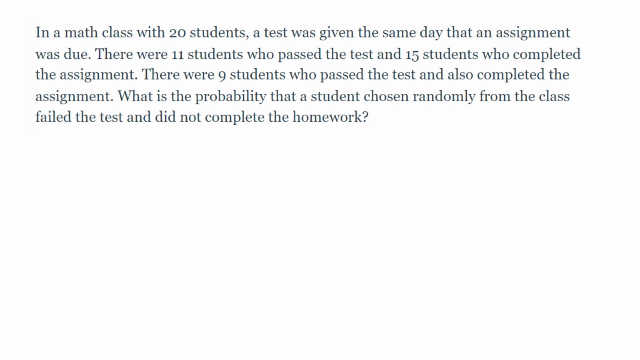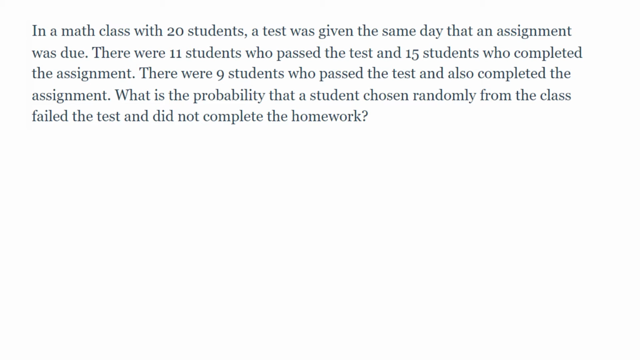So as we're looking at this question, it says, in a math class of 20 students, I'm going to highlight the stuff that I feel is important. Obviously, that one is. With 20 students, a test was given the same day as an assignment was due. There were 11 students who passed the test, 15 students who completed the assignment, 9 students who passed the test and also completed the assignment. What is the probability that a student chosen at random from the class would have failed the test and did not complete the assignment?